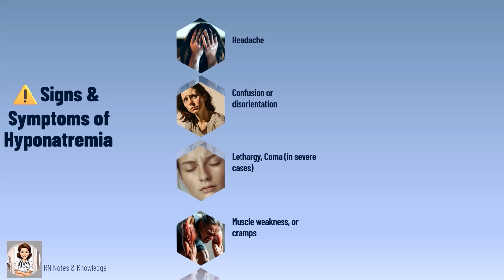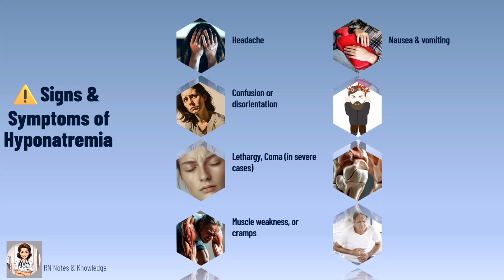Muscle weakness and cramps, GI symptoms such as nausea and vomiting, seizures. When sodium levels become extremely low, seizures, coma, and death can occur. A rapid drop in sodium is a risk for cerebral edema and ICP, intracranial pressure. Decreased deep tendon reflexes, abdominal cramping, skin changes, dry, pale skin, and lastly, cardiac abnormalities. A patient may present with tachycardia and hypotension.